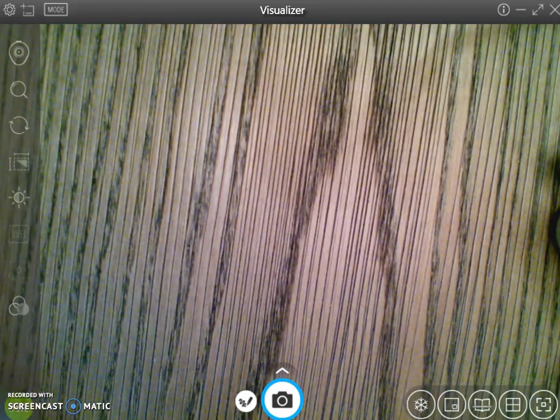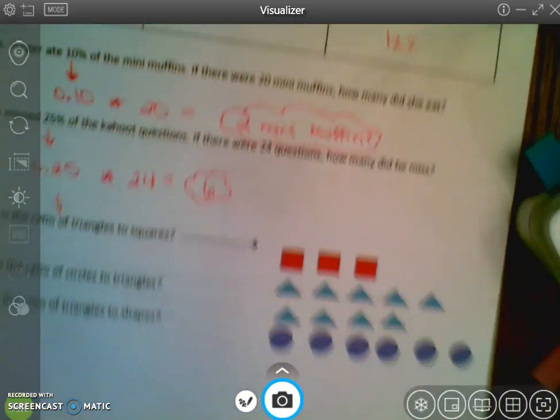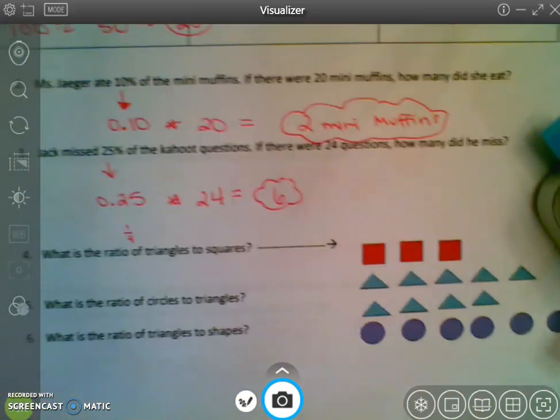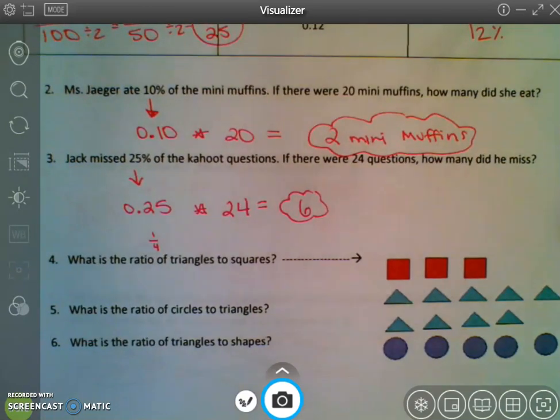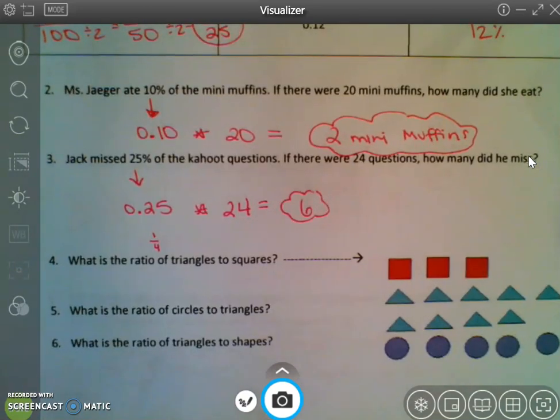Okay. The next part, let's see if I can do that. Come on. Okay. I'm missing a circle.